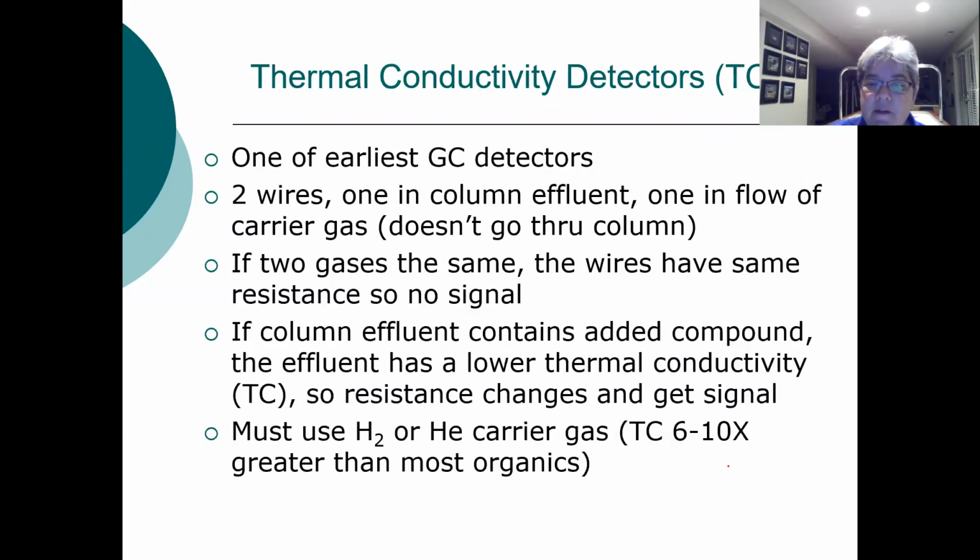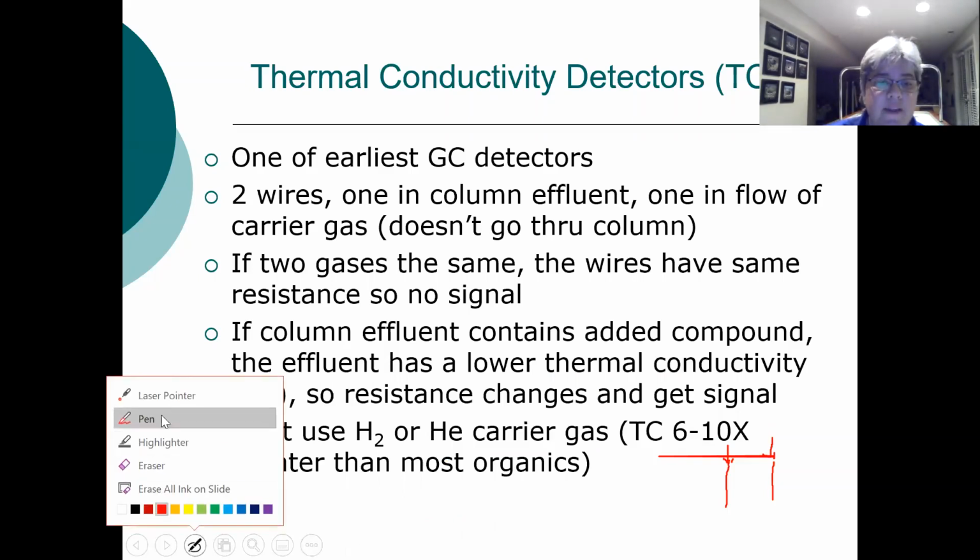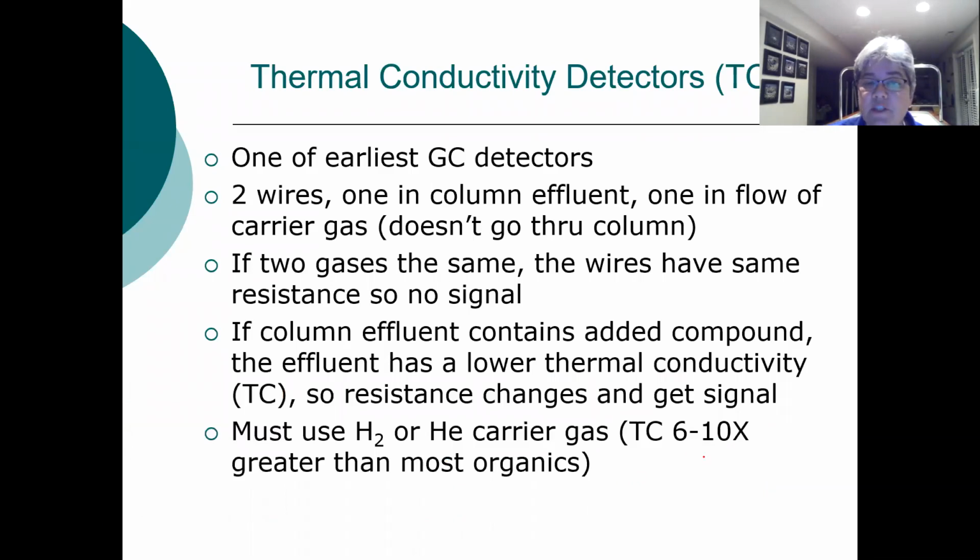And this one, it's quite simple. You have two wires, and over one wire you have just the carrier gas. And over the other wire, you have the carrier gas and your sample. So if there's no sample, then the signal for those two wires is the same. Okay, but if a sample comes, then the conductivity of those two wires will be quite different. And for this detector, you have to use either hydrogen or helium because those have a much larger thermal conductivity than organic molecules.